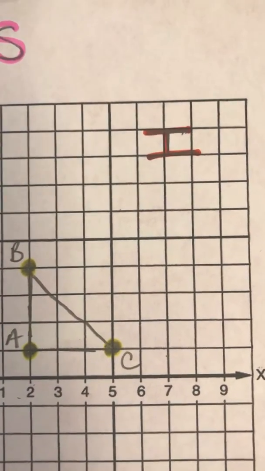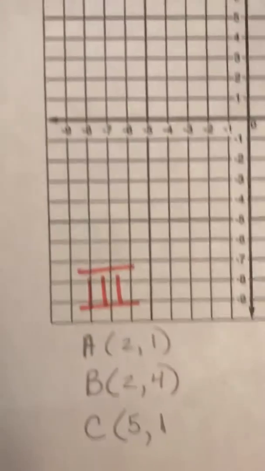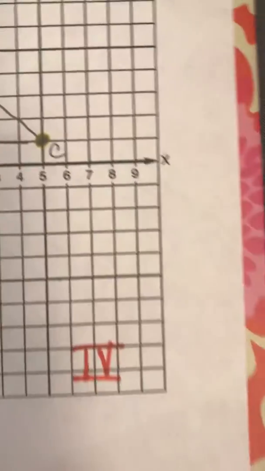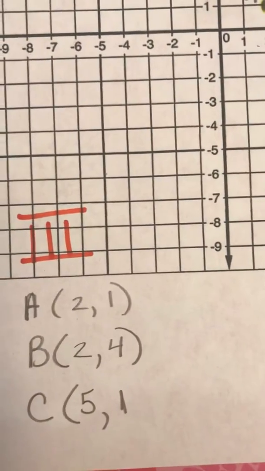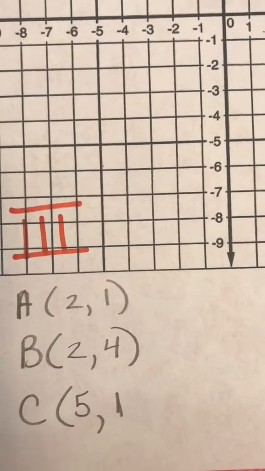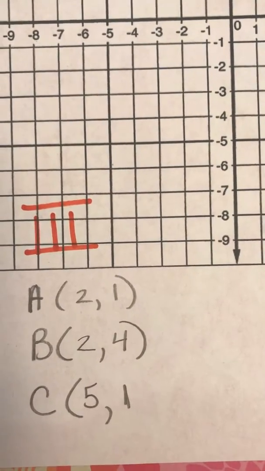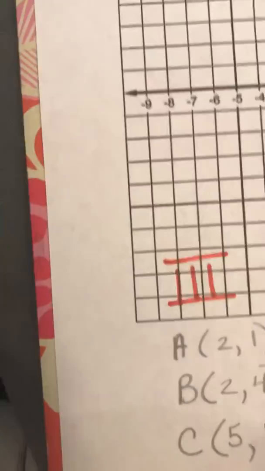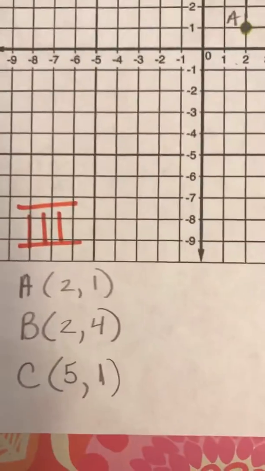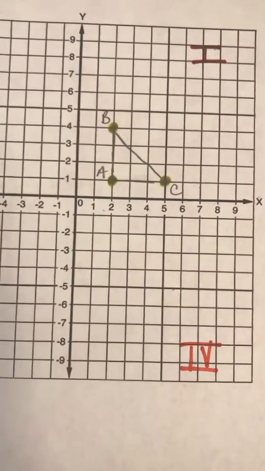Remember that your quadrants go quadrant 1, quadrant 2, quadrant 3, quadrant 4. I have my points written down here. A is (2, 1). B is (2, 4). C is (5, 1). Oops, forgot the parentheses. (5, 1). Okay, so what you learned from yesterday is a little bit about rotation.